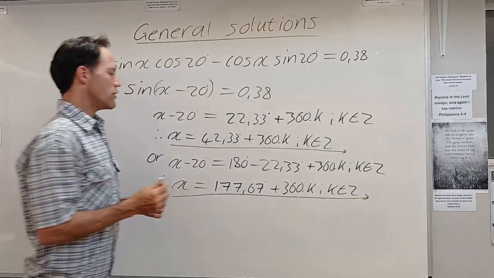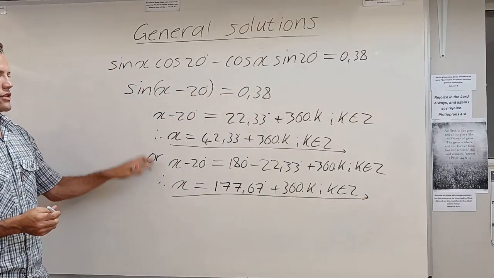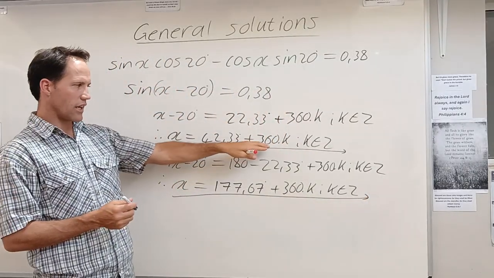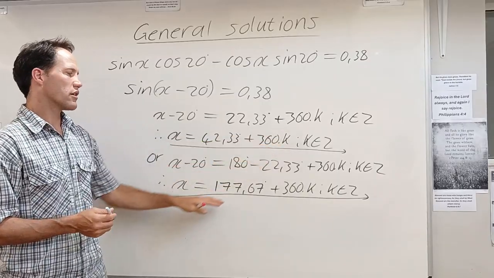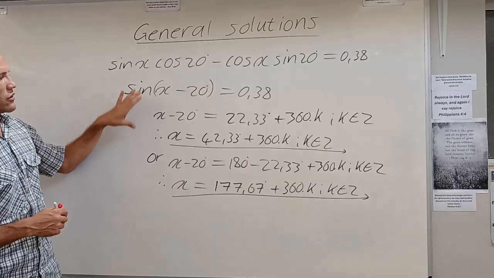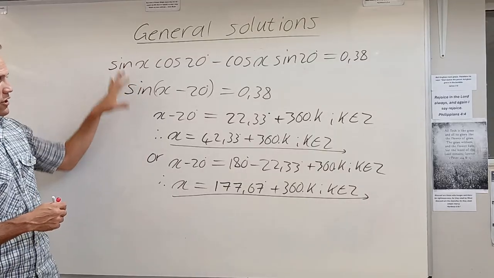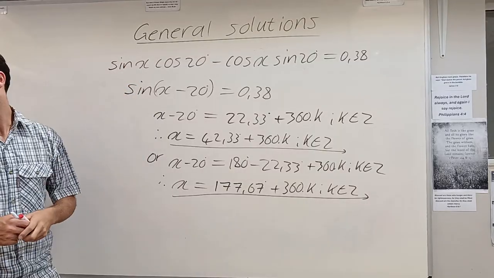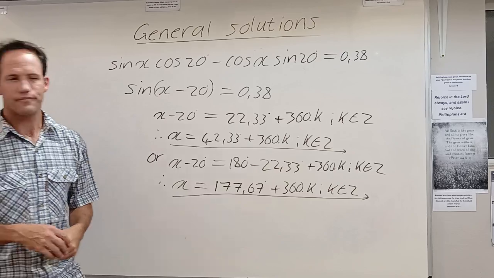And then there's my two solutions. General solutions. General solutions means it stays like this, 360 times k. Okay, so there's an example of how we do the general solutions of trigonometry in grade 12 with the double angles. Okay.